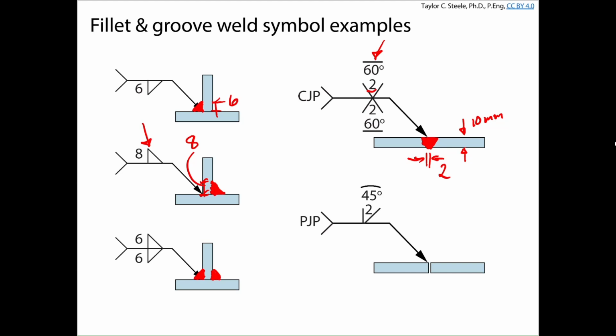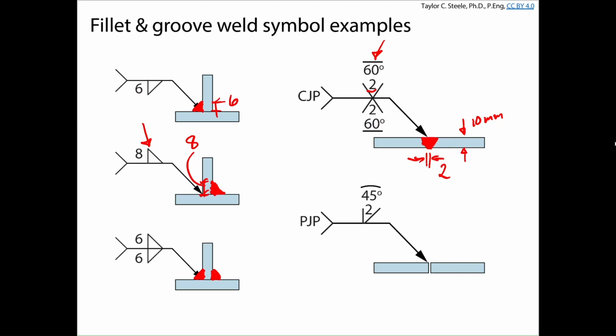So lots of information in that symbol. The number within the triangle denotes what the spacing between the plates is. Angle in degrees denotes what the preparation face is. CJP tells us we're welding the joint all the way through. Flat bar at the top says we are grinding it flush.